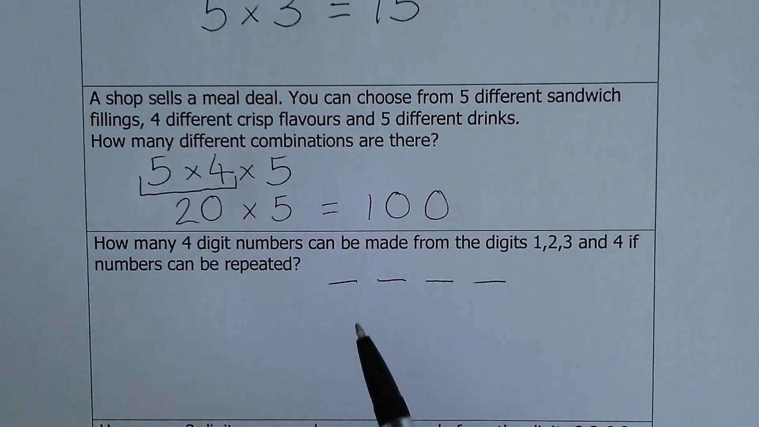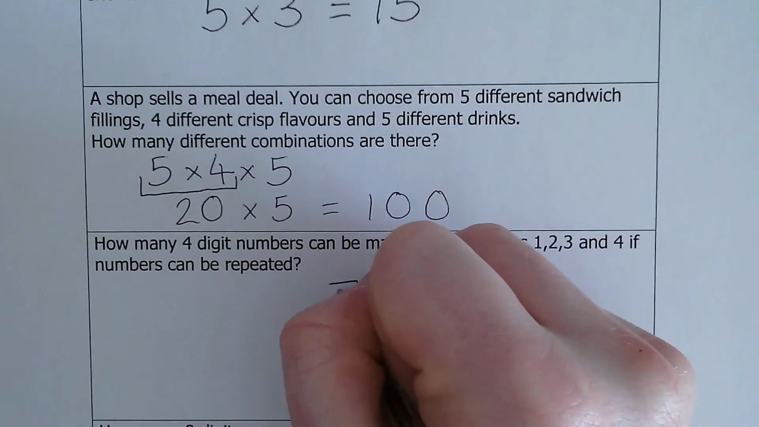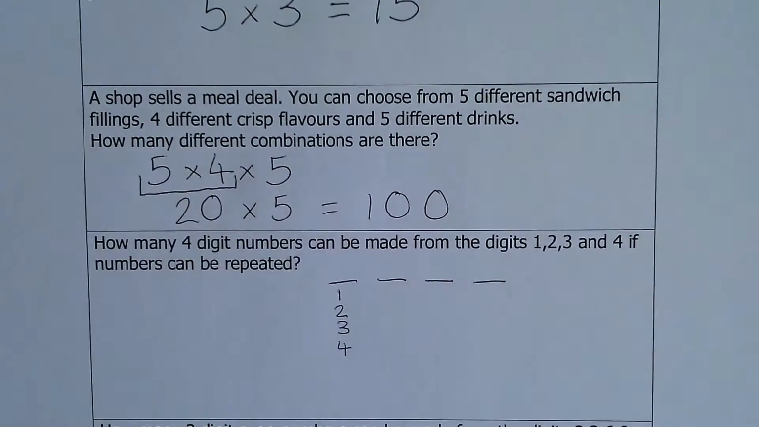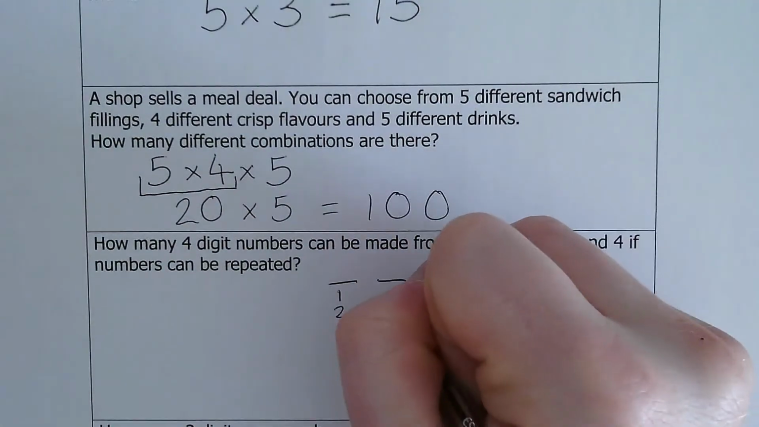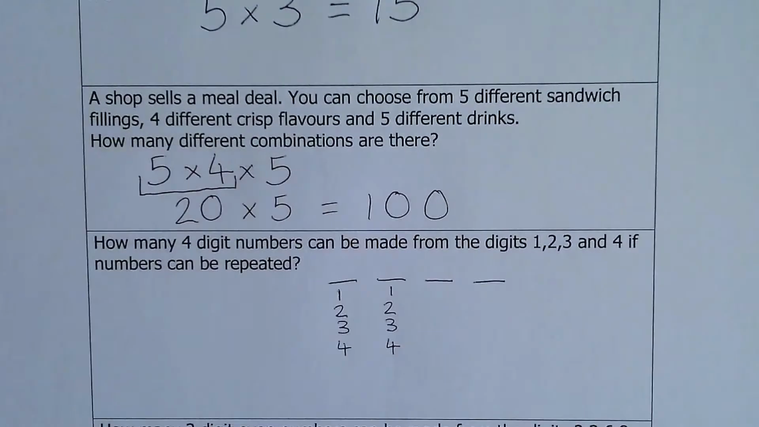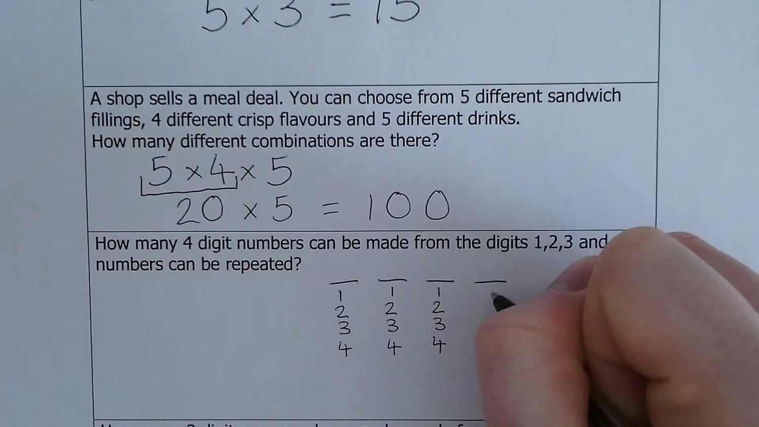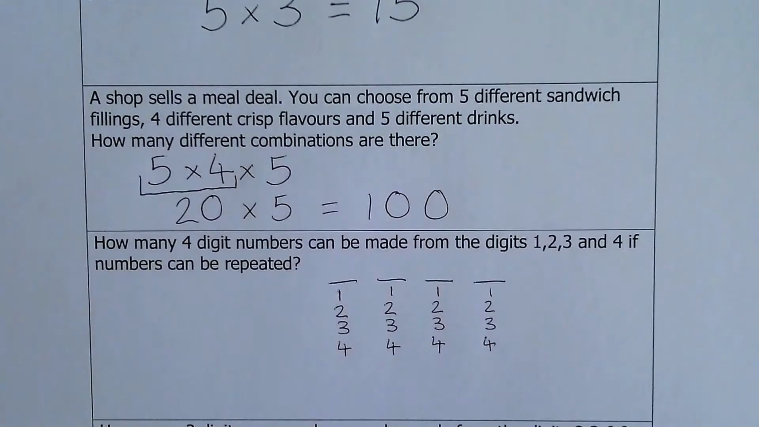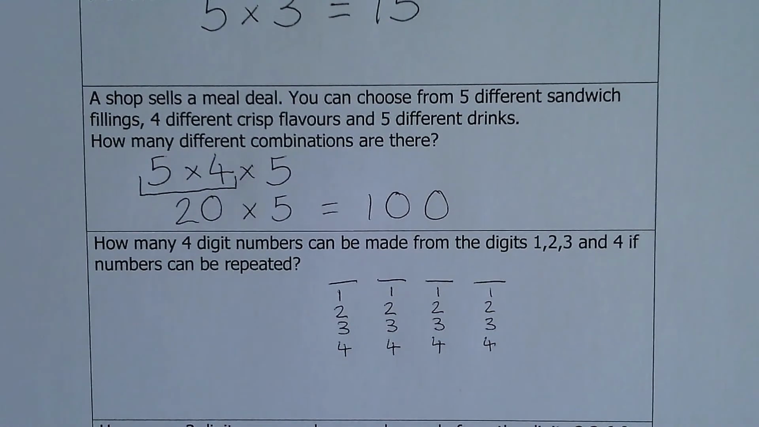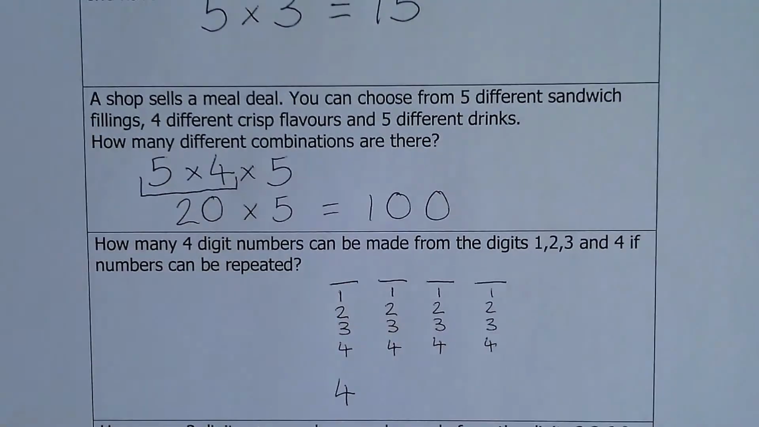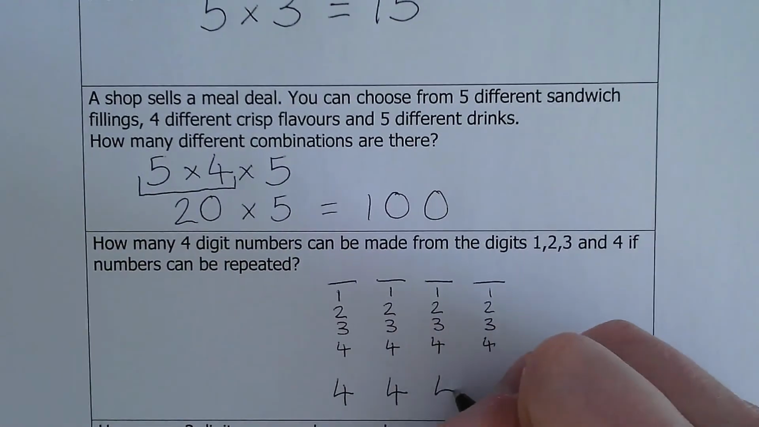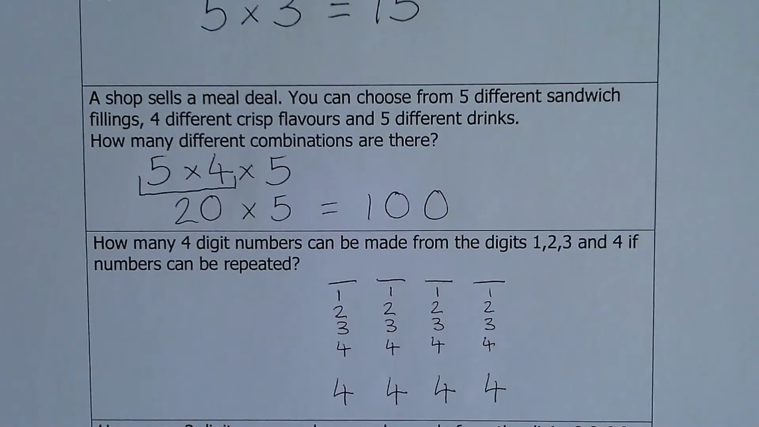So to do this, for each digit, I need to consider how many options we have. Well, the first digit could be 1, 2, 3 or 4. The next digit could be 1, 2, 3 or 4 because digits can be repeated. For the next one we could get 1, 2, 3 or 4, and the last digit could also be 1, 2, 3 or 4. So how many choices do I have at each stage? Well, there's 4 choices here, 4 choices here, 4 choices here, and 4 choices at the end.